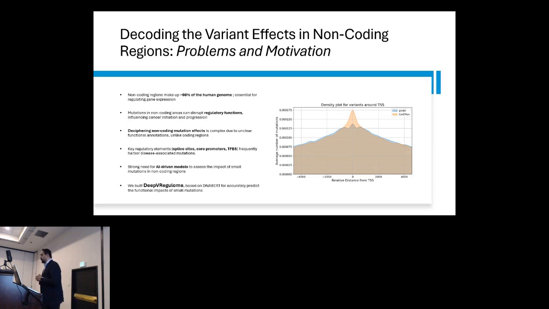When we checked the variants' association and position there, we saw that most of the variants are not randomly distributed in the non-coding regions. If you look at the figure, they are more concentrated near the transcription start sites. Starting from there, we asked: while those variants are present near the TSS region, how are they affecting different regulatory regions?